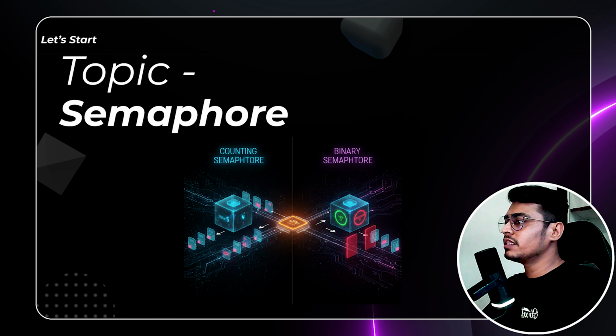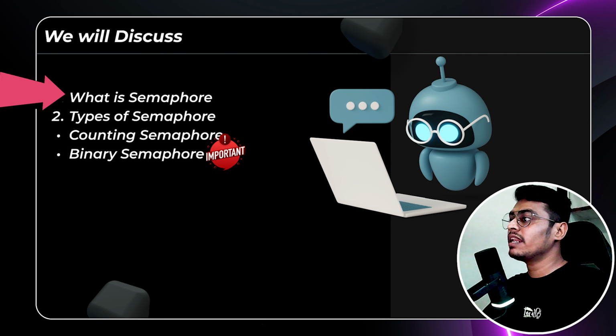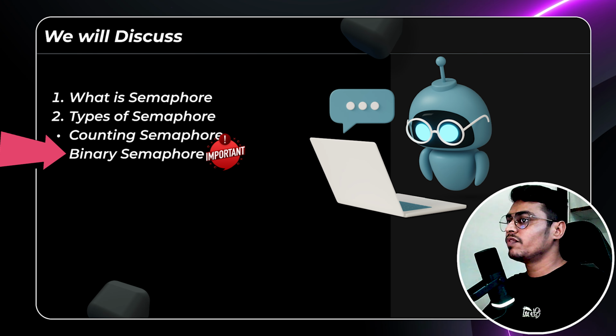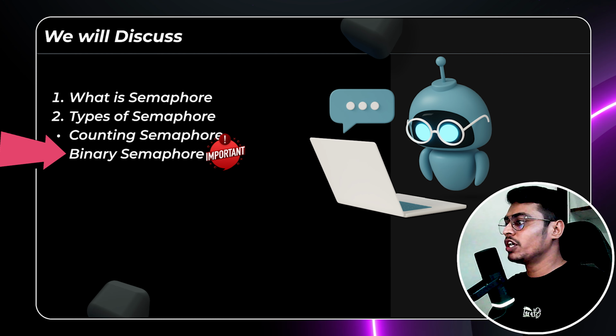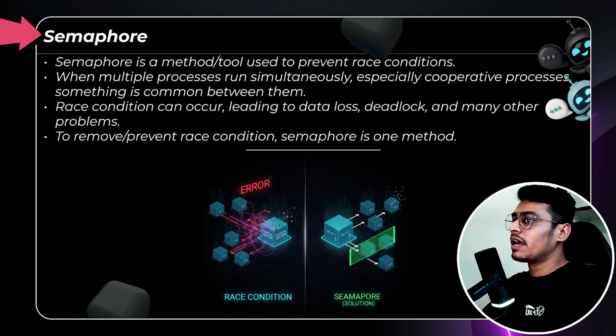Okay, so hello everyone. In this video, we will cover semaphore. First, we will see what a semaphore is, and then the types of semaphore, which are counting semaphore and binary semaphore. And at last, we will discuss a very important question on binary semaphore. In this whole topic, binary semaphore is very important. In GATE and other competitive exams, many questions are asked on semaphore.